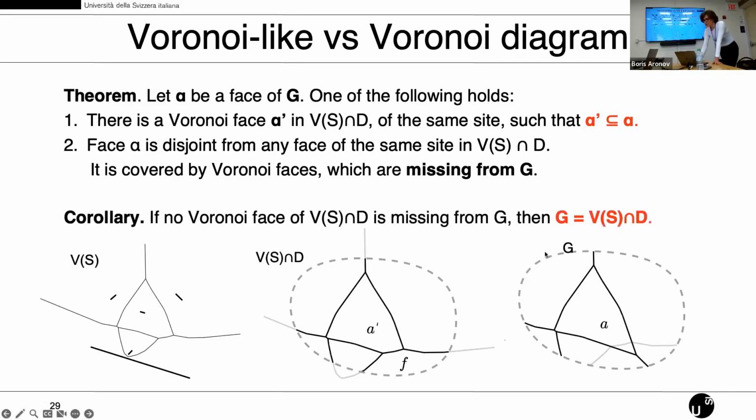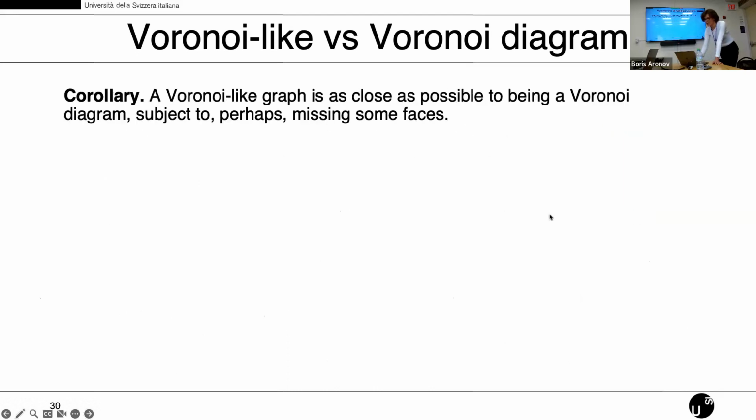Okay. So the corollary of this is that if no Voronoi face is missing from such a graph, then this graph is actually the Voronoi diagram of the sites, truncated. That's what this observation says. Another corollary: a Voronoi-like graph is as close as possible to being a Voronoi diagram, subject to perhaps missing some of its faces.